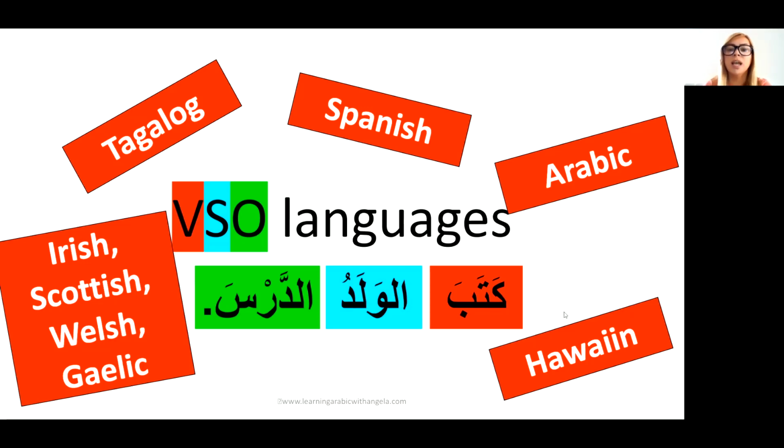So in Arabic, you can have a VSO or you can have a SVO sentence. So you can say كتب الولد الدرس, or you can say الولد كتب الدرس. So it goes both ways. So that's why it's important that we are aware of that, because we have two ways of basically saying a sentence in Arabic.